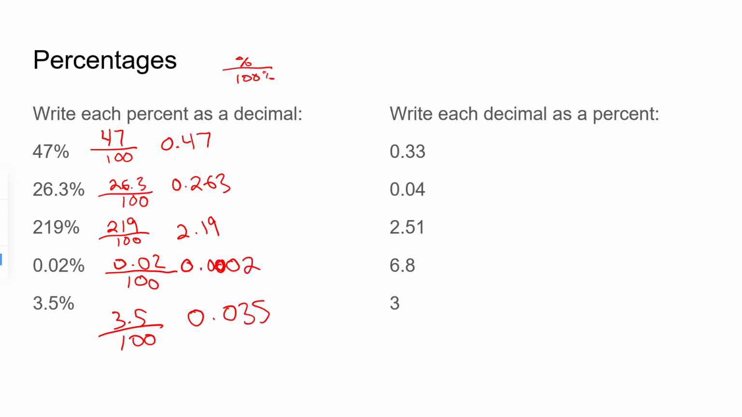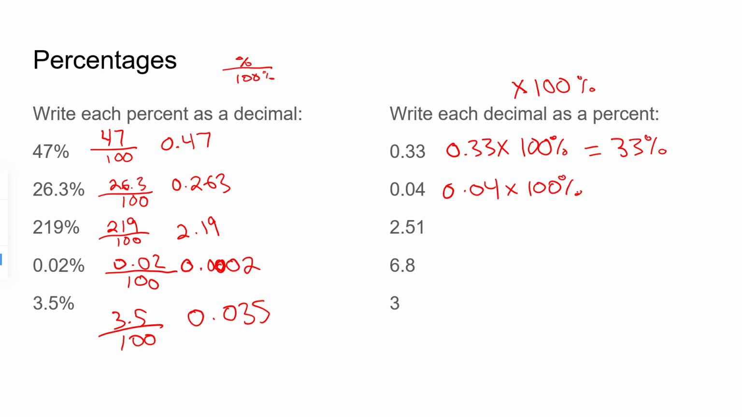Write each decimal as a percent. In order to take it from a decimal to a percent, you would just multiply by 100%. So 0.33 times 100% equals 33%. 0.04 times 100% equals 4%.